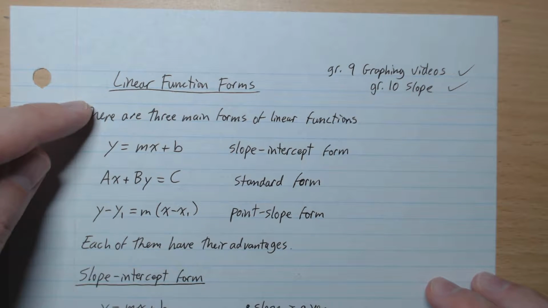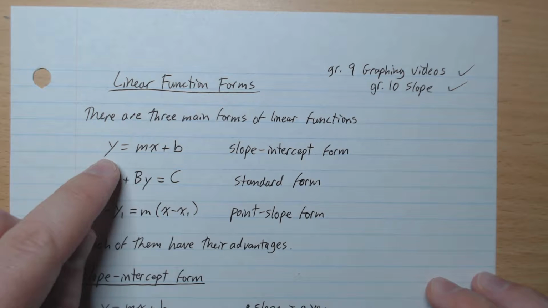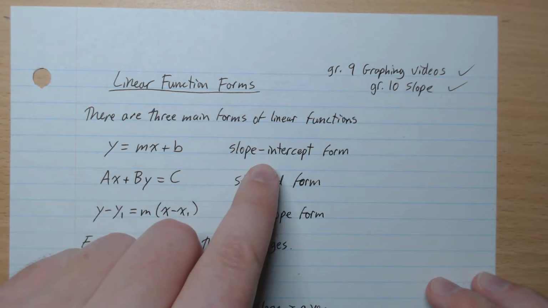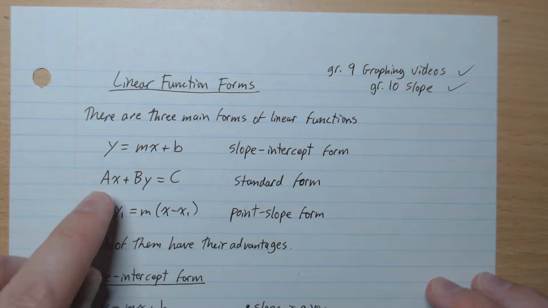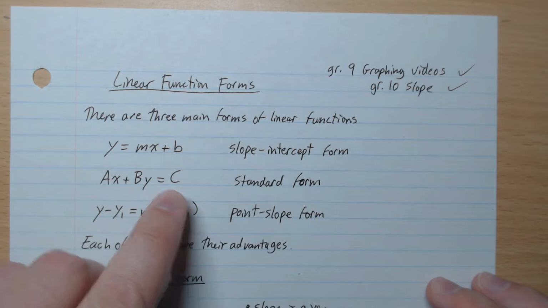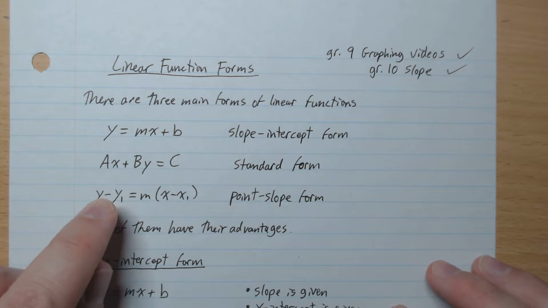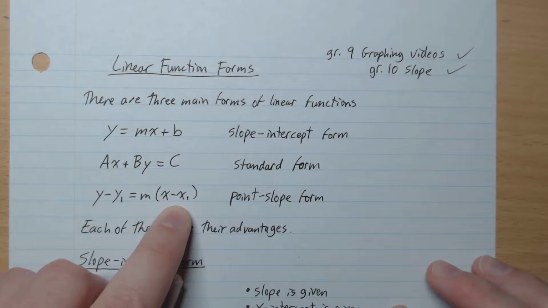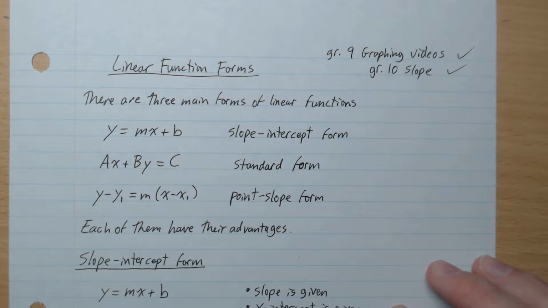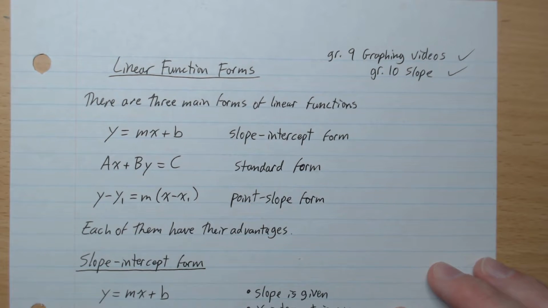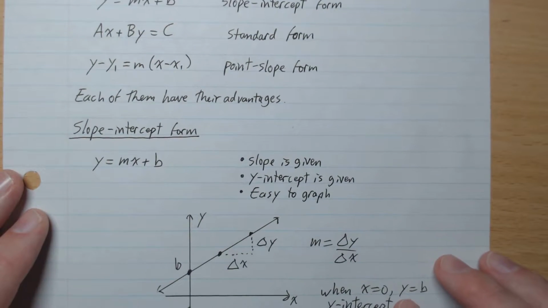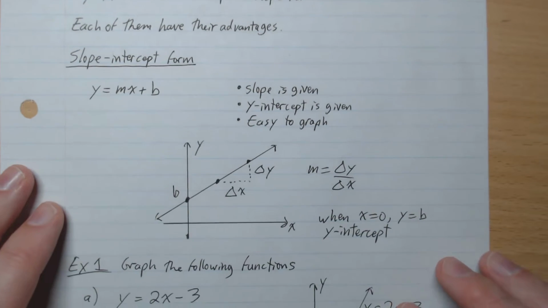So there are three main forms of linear functions. We have y equals mx plus b, slope-intercept form, ax plus by equals c, this is standard form, and then y minus y1 equals m times x minus x1, point slope form. And each of them have their advantages, so we're going to cover all three of them right now. So let's start with slope-intercept form.